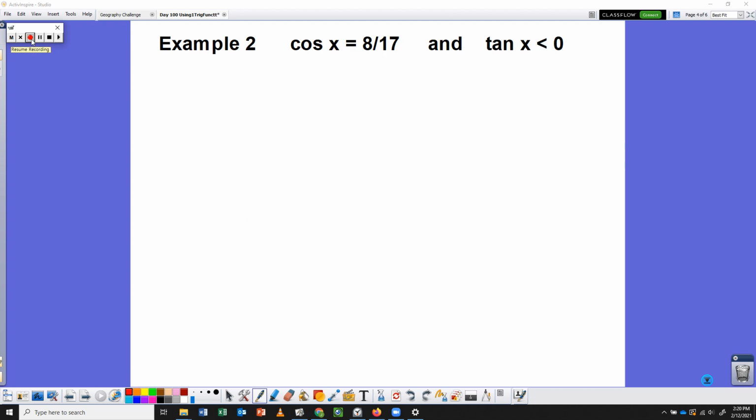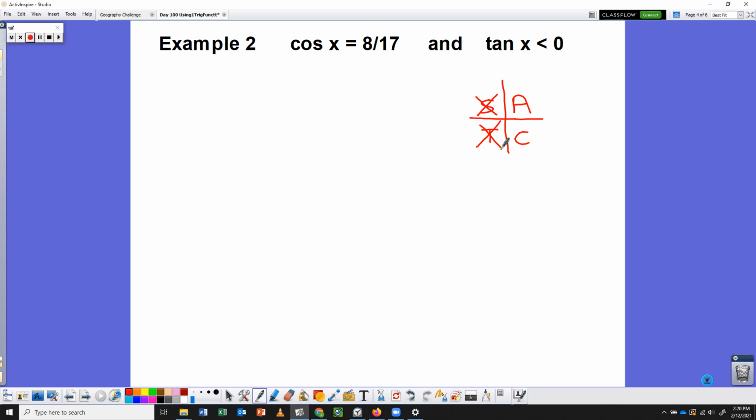Let's try one more of these before moving on to our second topic. So the next one tells us that cosine of x is 8 over 17, and the tangent of x is less than 0. So if we build our All Students Take Calculus chart that tells us where things are positive and negative, and we're looking at the fact that cosine is a positive 8 over 17, that means you're not in quadrant 2 and you're not in quadrant 3. So cosines are positive in quadrants 1 and 4. That's my option so far.